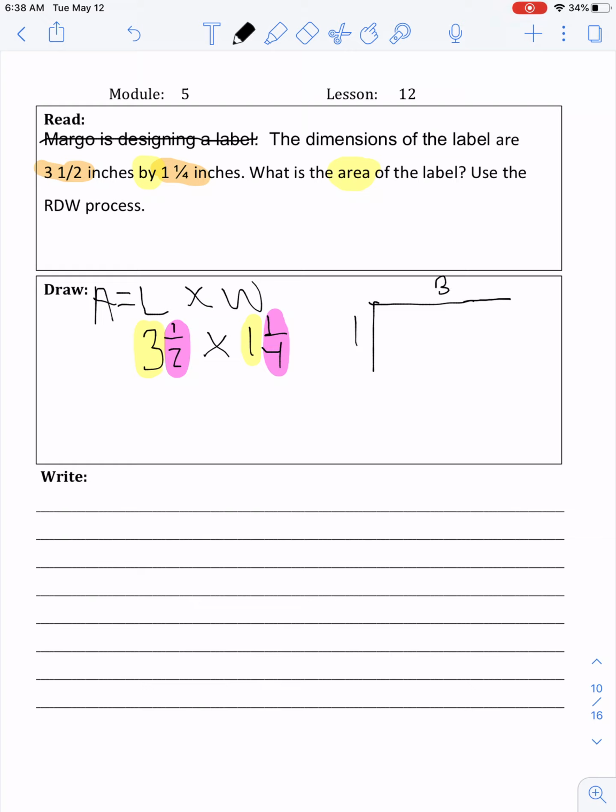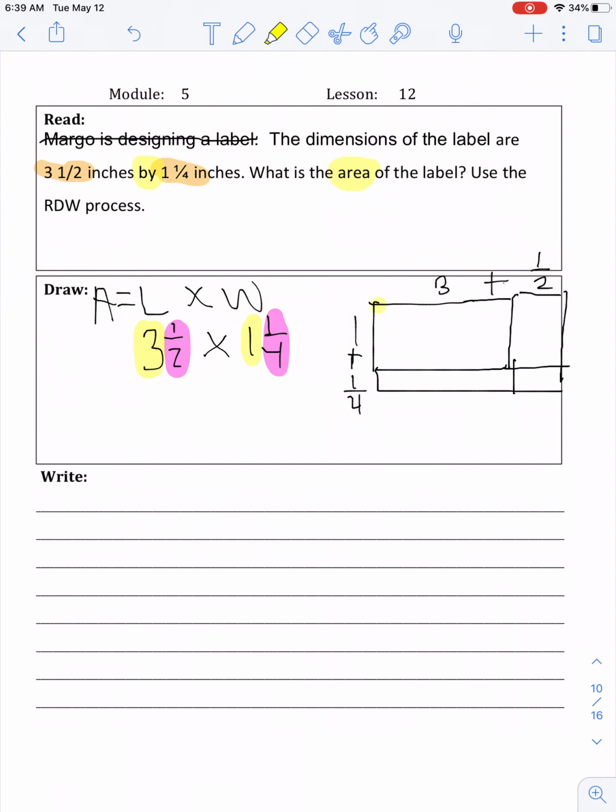Inches, 1 inch, and then we're going to decompose 3.5. So 3.5 is 3 plus 1/2, and 1 1/4 is 1 plus 1/4. So this is 3 plus 1. And we're going to add our half here and our 1/4. So now we have 4 different parts.